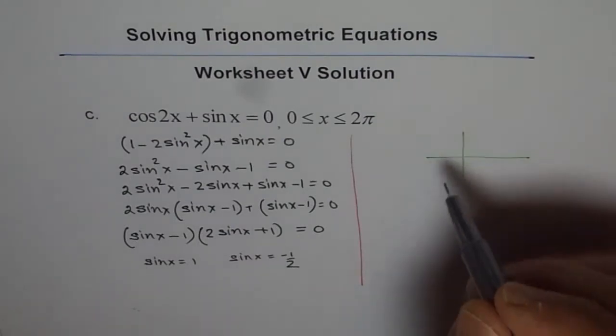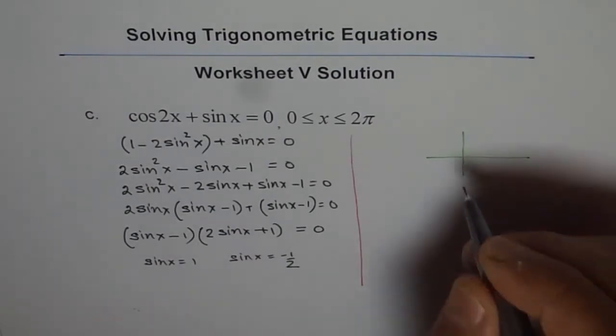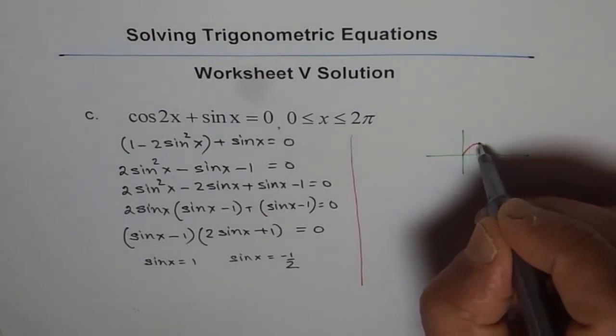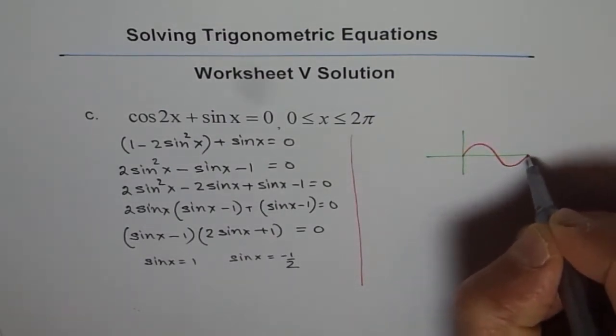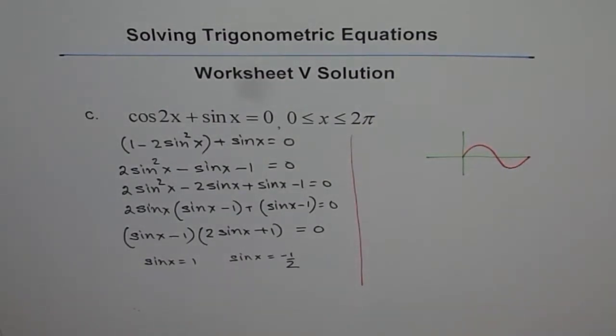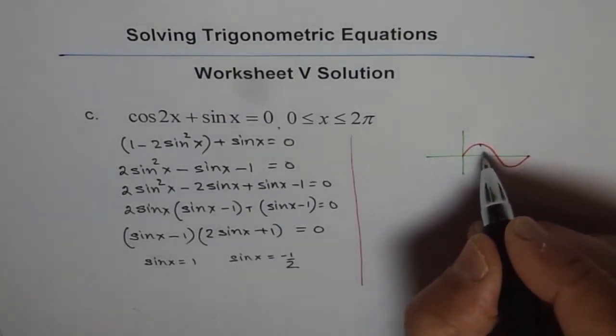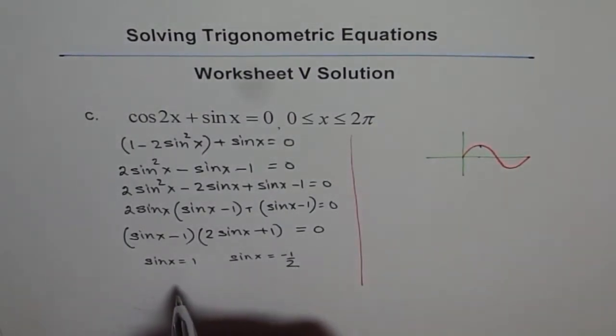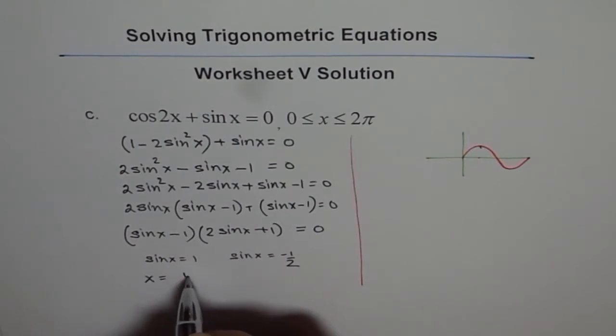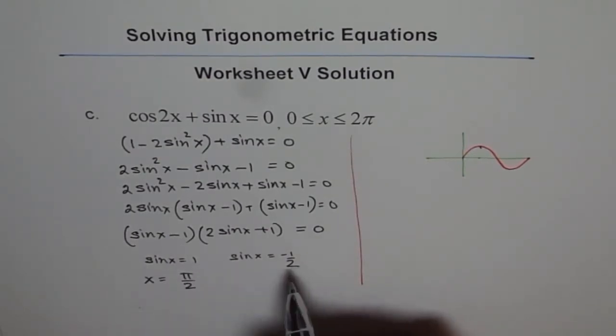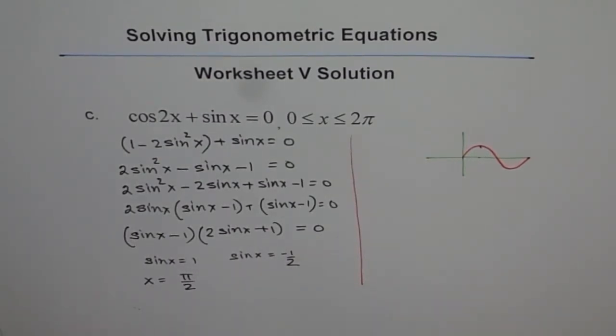So sine x is 1. That's a sine graph, right? And sine x is 1 for pi by 2, correct? So we have one solution. We say x equals pi by 2. And how about sine x equals minus half?